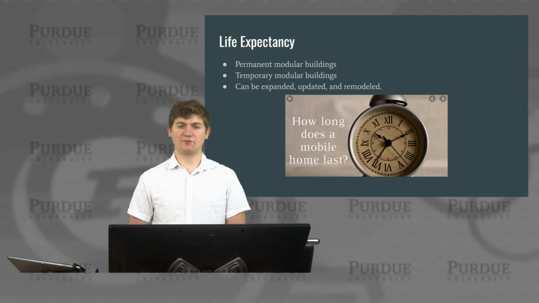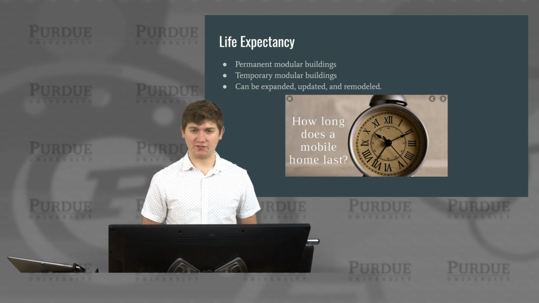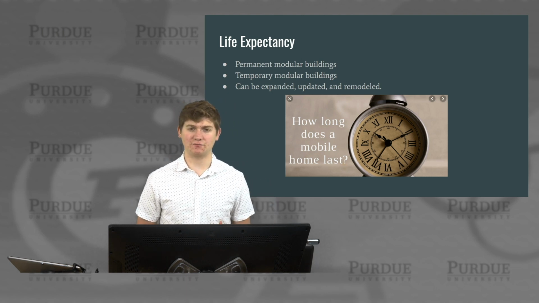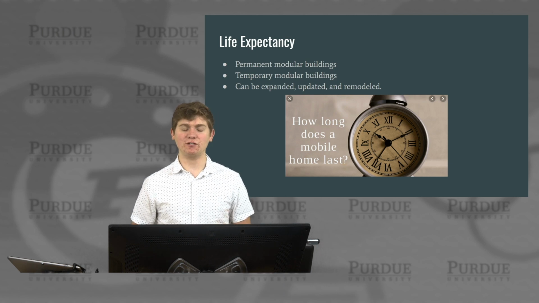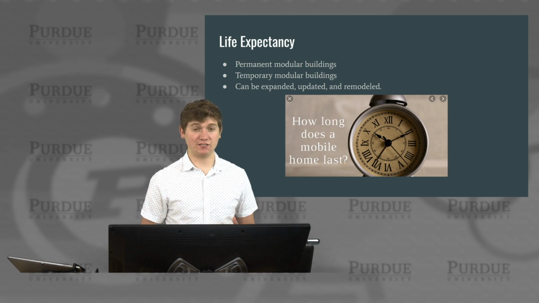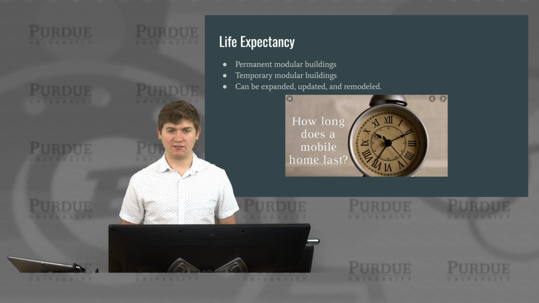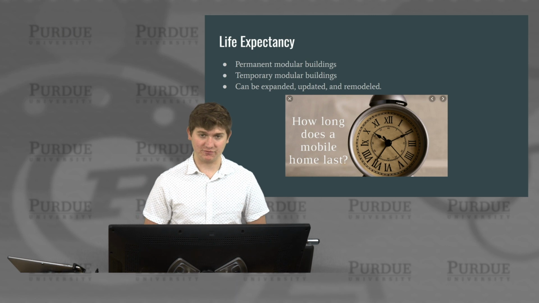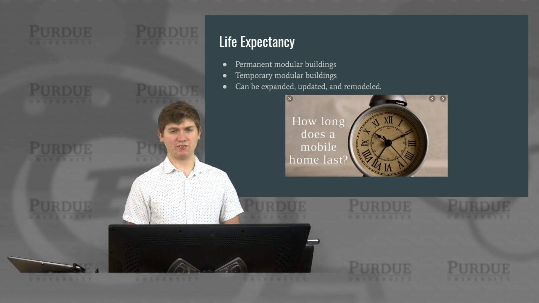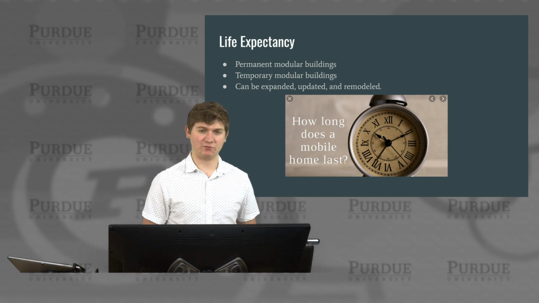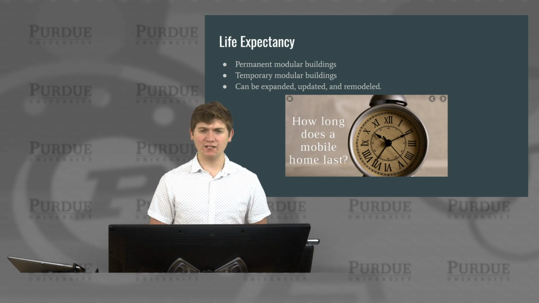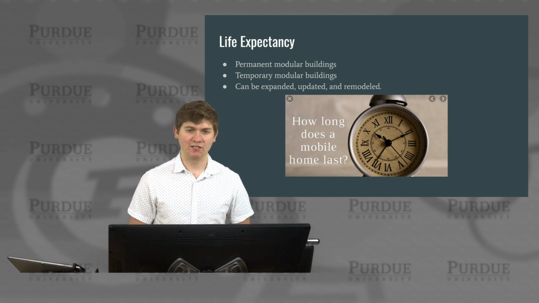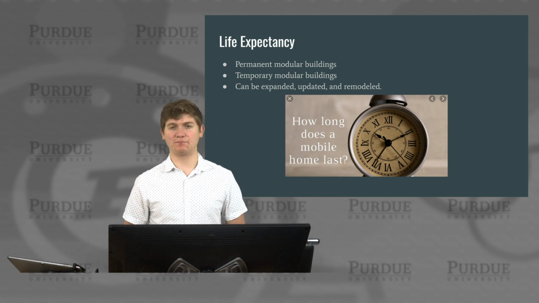The life expectancy for modular construction can vary significantly. It really depends whether or not the modular construction is permanent or temporary. For permanent modular construction, the building technically will have a lifespan, but if it's well maintained, it can survive for many years. And for temporary construction, the buildings usually last between 20 to 25 years. However, that can be extended with maintenance. In addition, modular construction can be expanded to suit the owner's needs and updated with better technology.